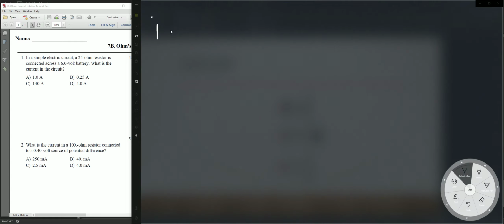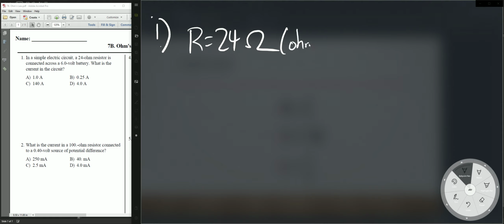All right, 1. So in a simple electric circuit, a 24 ohm resistor, so R is 24 ohms, is connected across, and again, this omega right here is ohms. We measure resistance in ohms, omega. So it's connected across a 6-volt battery. So that's our voltage right here. So this is 6 volts.